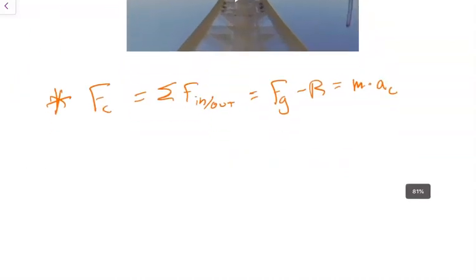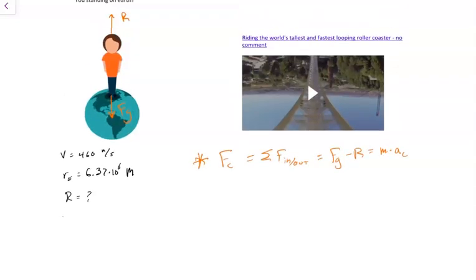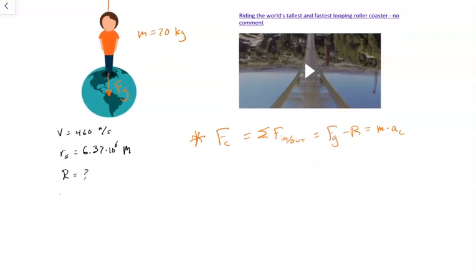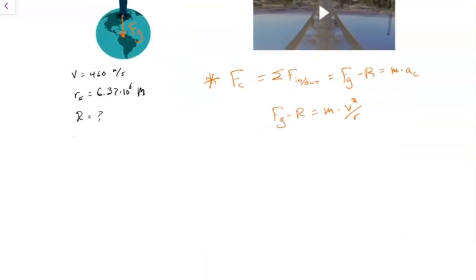Now, we have mg, we have r. Well, we don't have mass, so let's identify my mass. I don't know, I'm 70 kilograms. So you might need to know that. And that means that Fg minus r is equal to mass times my centripetal acceleration, which is v squared over r. And I have v, my linear velocity. So let's plug this in. I've got mass times gravity minus r. We still don't know what r is; that's what we're solving for. Equals mass times velocity squared over r.